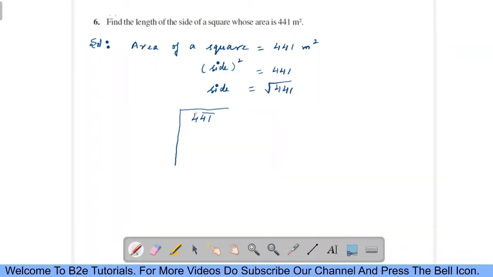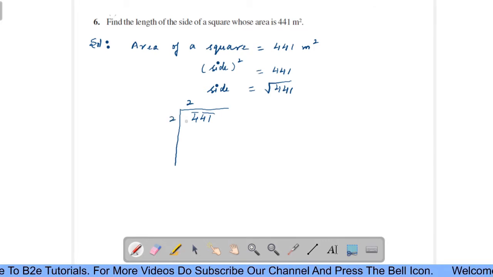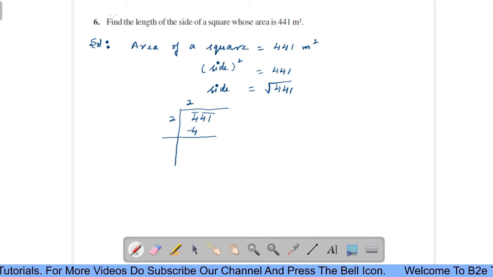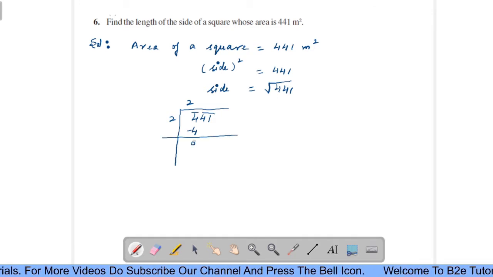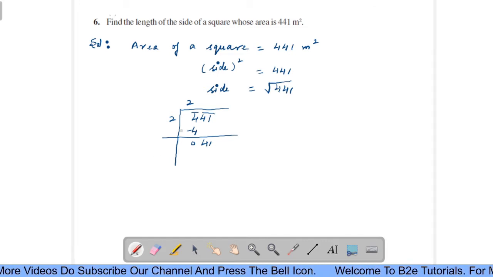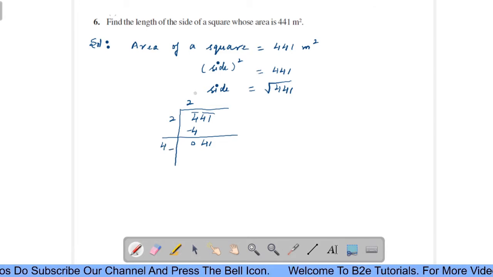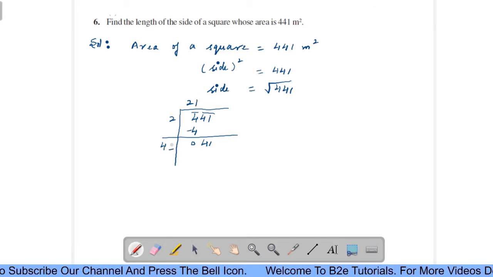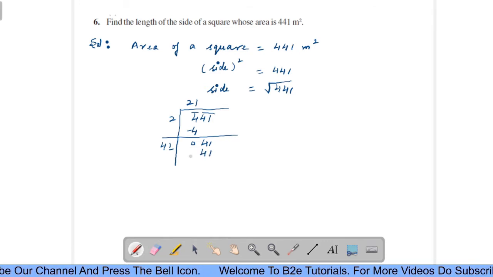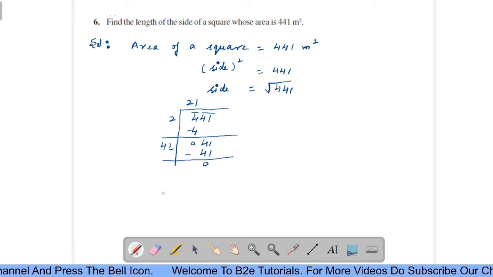Make pairs from the right hand side. How many times will it go? 2 times. 2 twos are 4. Subtract it. What will you get? 0. Bring down the second pair. It is 41. Now 2 plus 2 is 4. How many times will it go? 1 time. Multiply it. You will get 41. Subtract it. You will get 0.